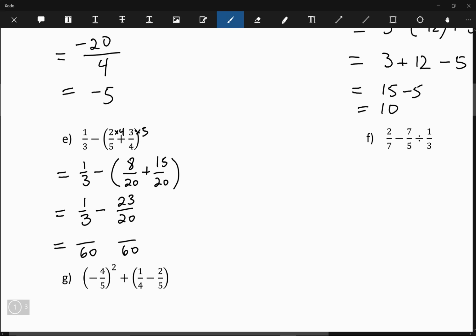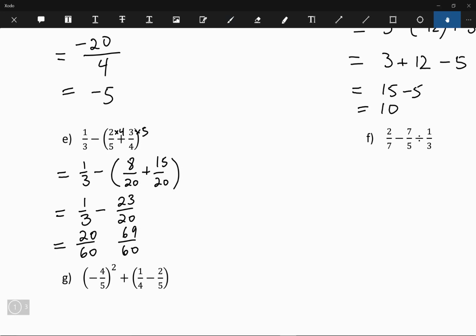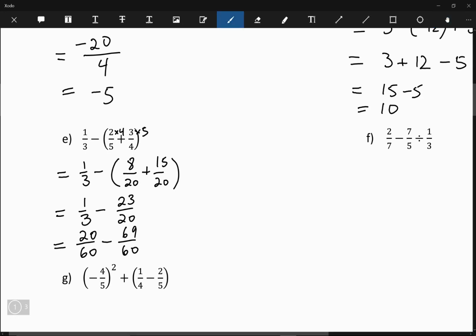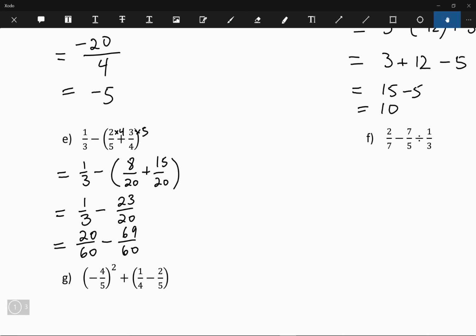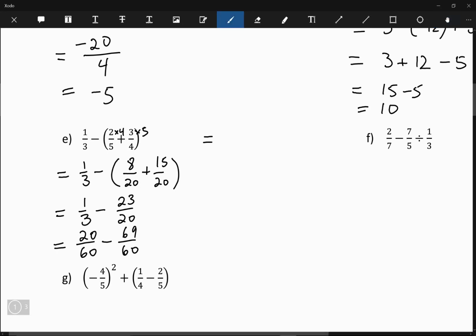So the 1 over 3 becomes 20 over 60. And the 23 over 20 becomes 69 over 60. So I'm multiplying the first fraction by 20 on the top and the bottom, and then multiplying the second fraction by 3 on the top and the bottom. And don't forget I'm subtracting the two fractions. That's 20 minus 69. So equals negative 49 over 60.